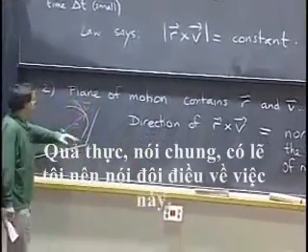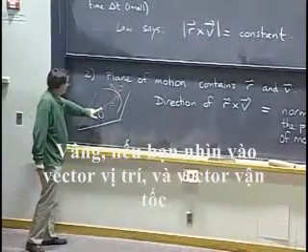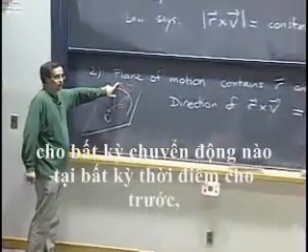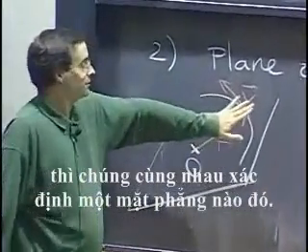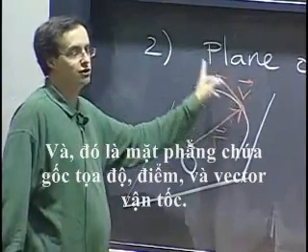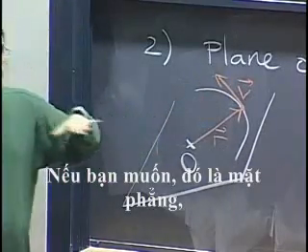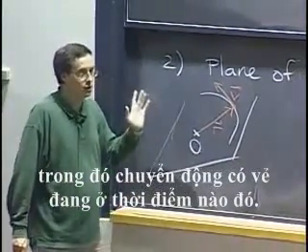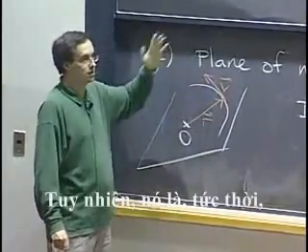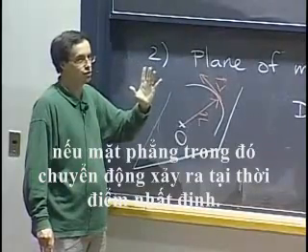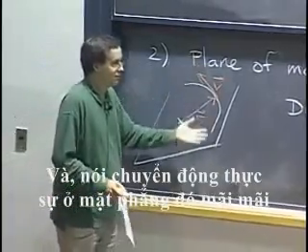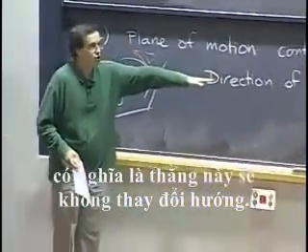In fact, in general, maybe I should say something about this. If you just look at the position vector and the velocity vector for any motion at any given time, then together they determine some plane. That's the plane that contains the origin, the point, and the velocity vector. If you want, it's the plane in which the motion seems to be going at the given time. Now, of course, if your motion is not in a plane, then that plane will change. It's the instant plane in which the motion is taking place at the given time. And to say that the motion actually stays in that plane forever means that this guy will not change direction.